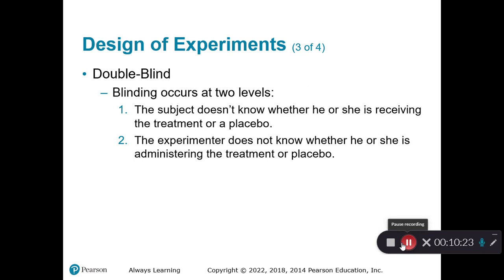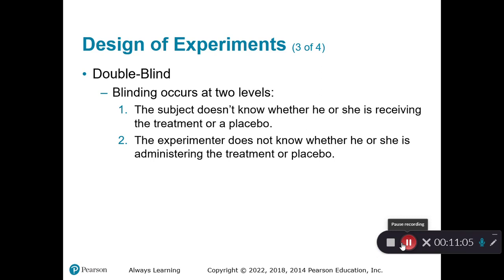Double blinding, on the other hand, refers to not only the subject being kept in the dark about what he or she is receiving, but also the person administering the treatment or the placebo is kept in the dark about what they're giving. Of course, there's some way to tabulate who's getting what, because otherwise we wouldn't be able to study the results very well. But what this is intended to do is to also remove the possibility that the person giving out the treatment or giving out the placebo, that they influence the subject in any way.